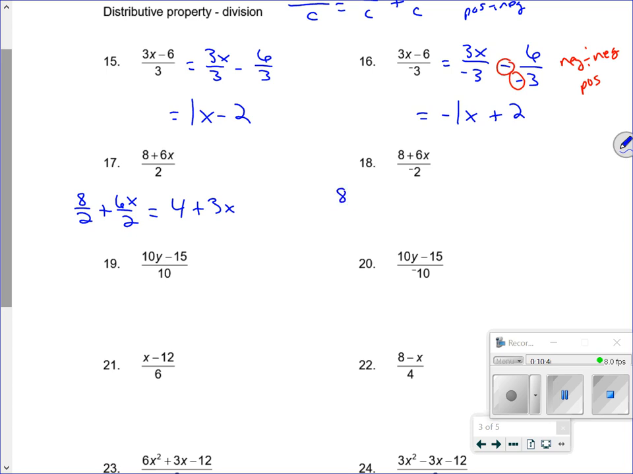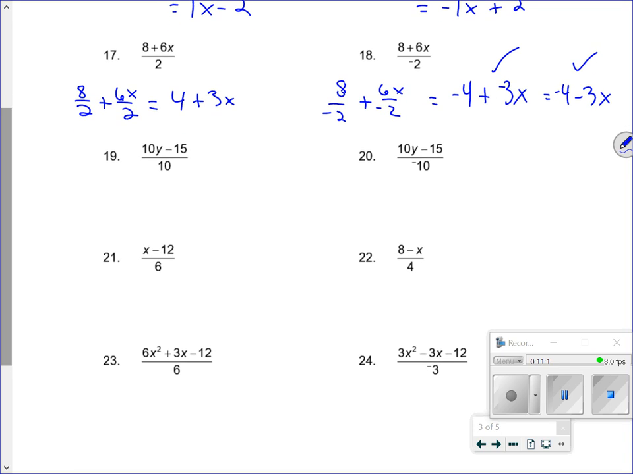8 divided by negative 2 plus 6x divided by negative 2. This is just here to make sure you're paying attention to these signs. 8 divided by negative 2 is negative 4. And 6 divided by negative 2 is negative 3x. Or you can change this to a minus if you want to. This answer is right. This answer is right.